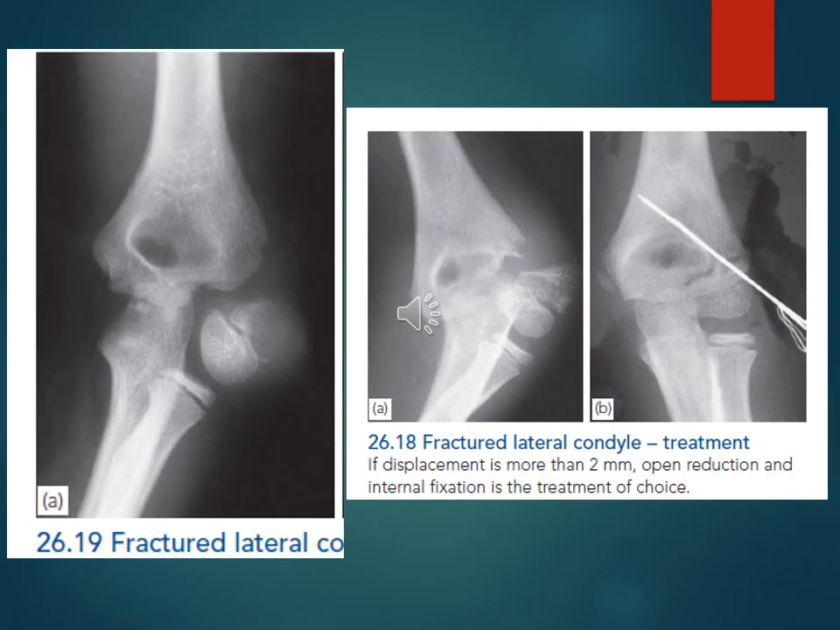This is an example of a displaced lateral condyle fracture. This is very obvious on the x-ray, and in this case it was reduced surgically and fixed with K-wires, as you can see.